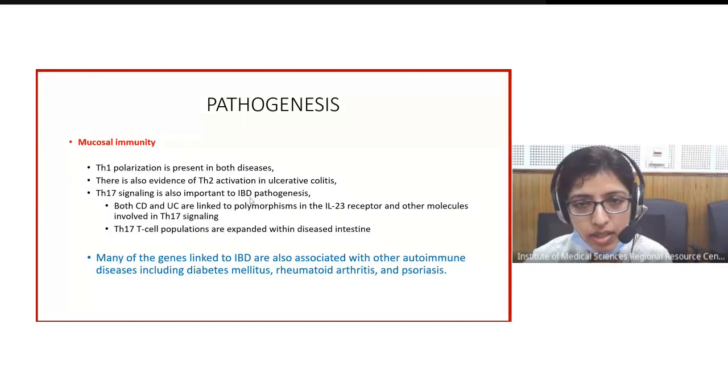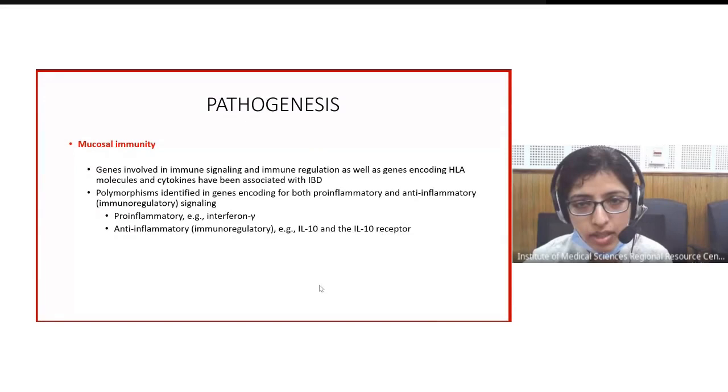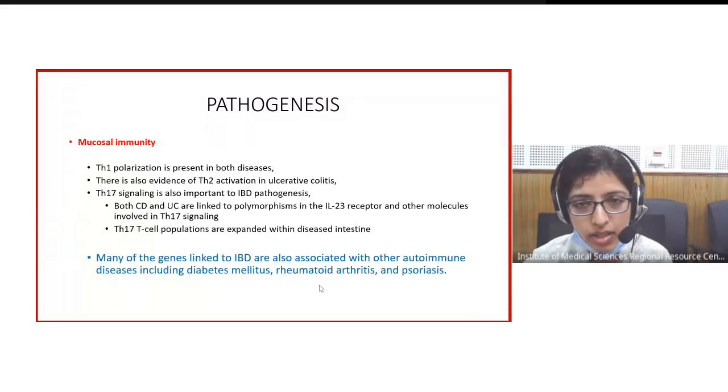Okay, then Th1 polarization has been identified in both these diseases. Th17 signaling is also important in IBD pathogenesis, and both are linked to polymorphisms in the interleukin 23 receptor. So this has already been found. Now many of the genes that are linked to inflammatory bowel disease are also associated with other autoimmune diseases, including diabetes mellitus, rheumatoid arthritis, and psoriasis. So all these findings prove that these genes are essentially altering what? The mucosal immunity. And that is how they are leading to inflammatory bowel disease. So the mucosal immune function is getting affected.